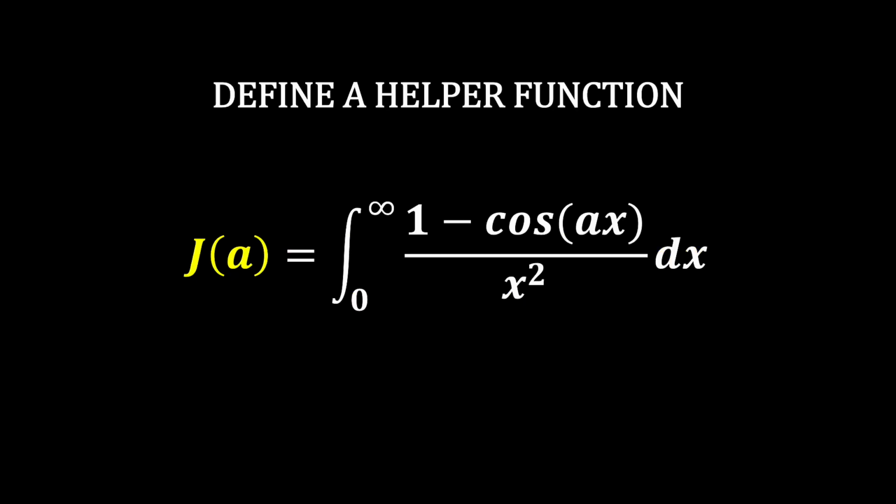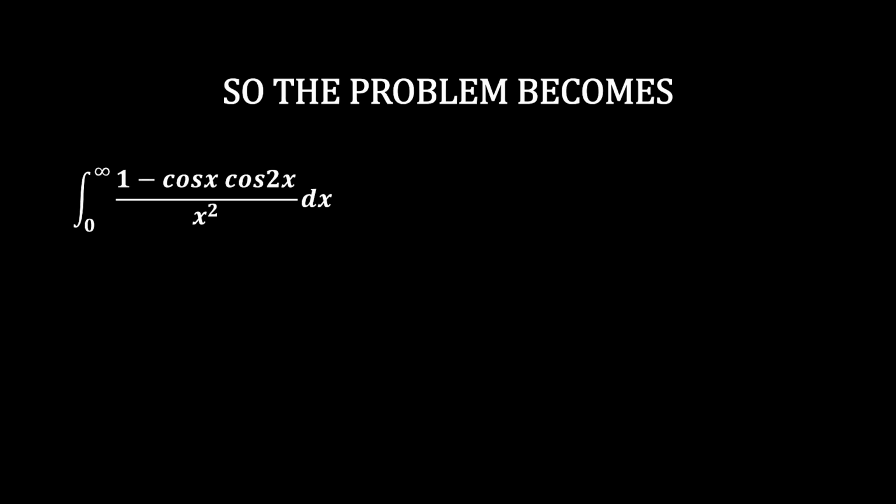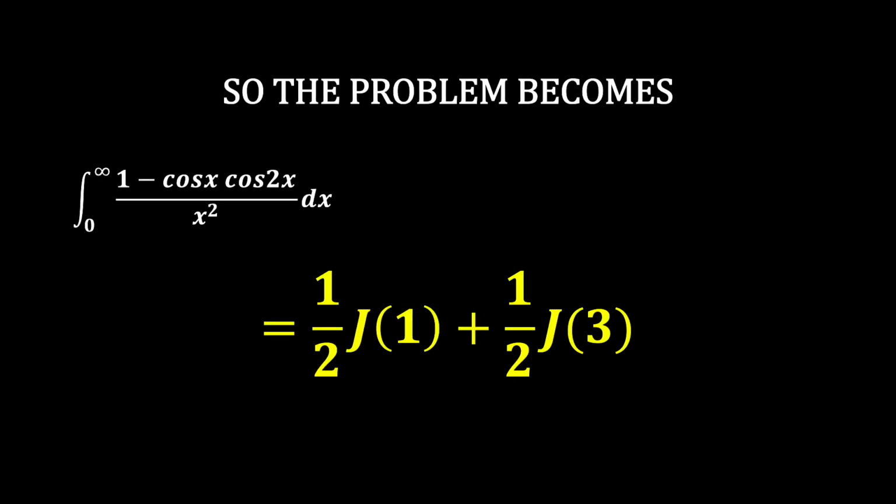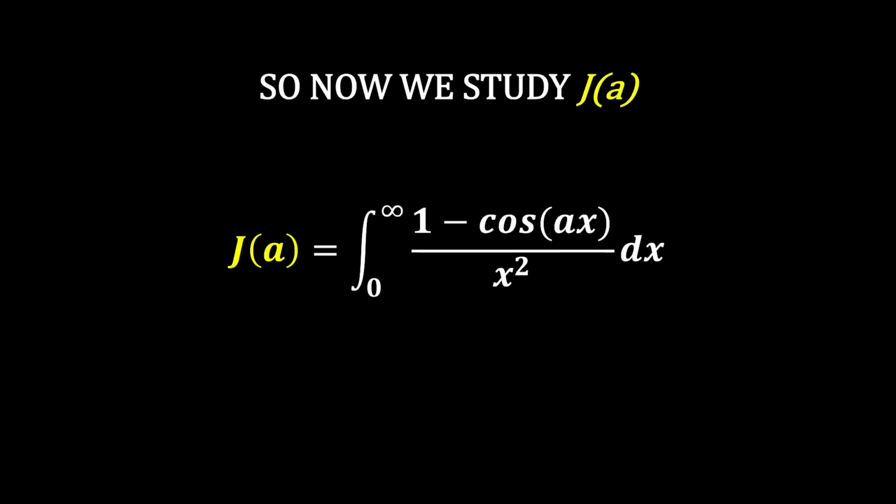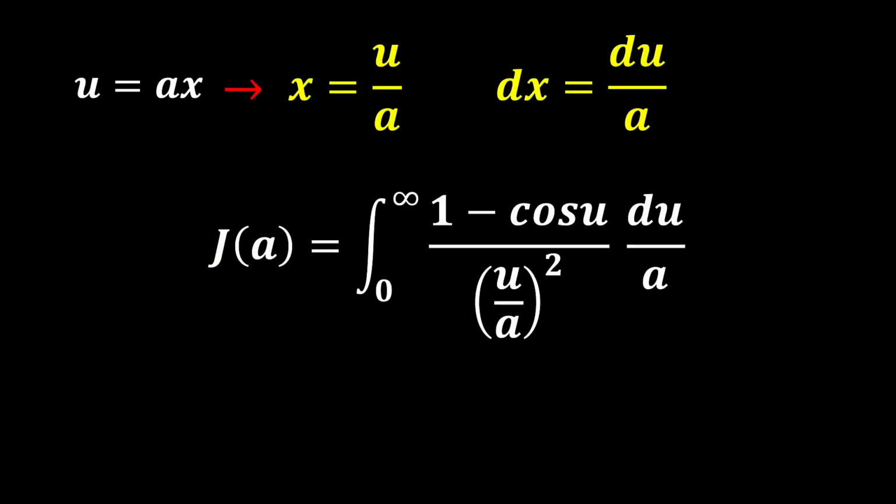Let J of a be the integral from 0 to infinity of 1 minus cosine of a x, divided by x squared. Then our integral becomes 1/2 J of 1 plus 1/2 J of 3. So now the whole problem is to understand J of a. Since we only need positive values of a, make the substitution u equals ax.